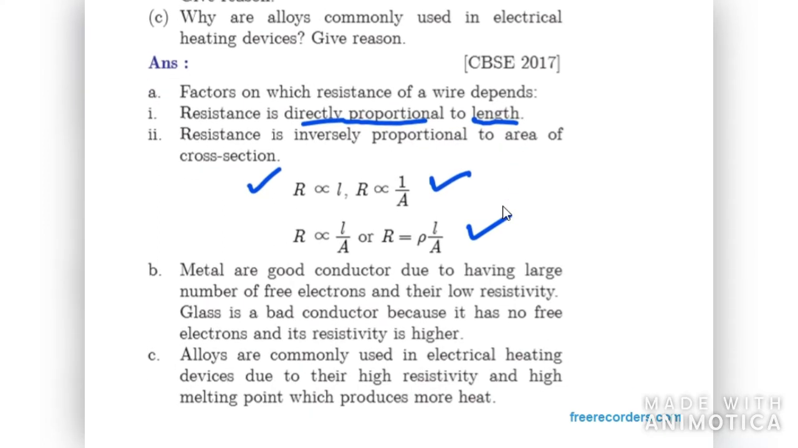Now question number C, it says why are alloys commonly used in electrical heating devices? Alloys are commonly used in electrical heating devices because of their high resistivity and high melting point, which produce more heat in return. So that's your answer for C part.